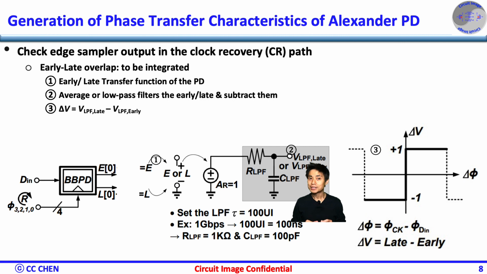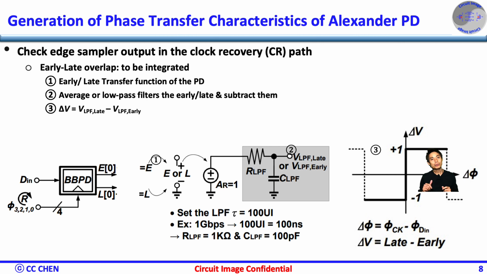Exactly, a low pass filter would be a good integration up to a certain loop bandwidth. Usually, a 100 UI time constant should be good enough to filter out all the high frequency decisions in a row. Again, since the input eye is closed, the early/late signals are overlapped without identifying if the BBPD is working or not. Therefore, we could either take the early minus late or late minus early and pass it to a low pass filter with a 100 UI time constant.